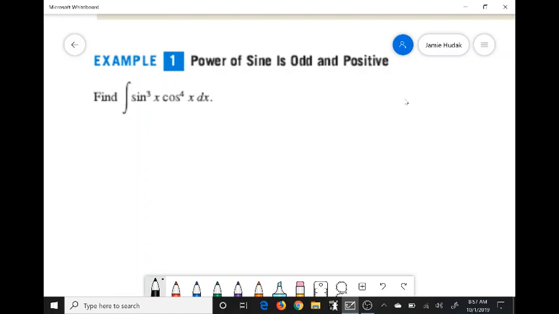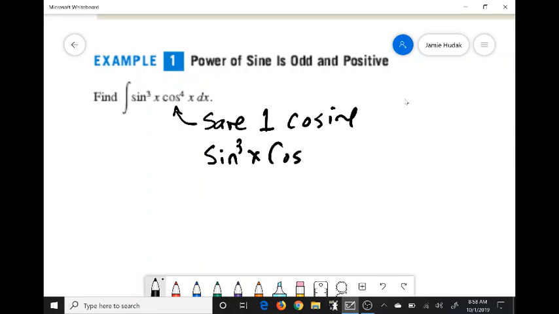Because I have an even number of cosines, if I take one cosine and save it, I'd be left with sine cubed x and cos cubed x. And if I were saving this for my du, I'd say, well, these are both odd powers. The reason we don't want both of them to be odd powers is I can't convert one to the other using Pythagorean identities unless it is expressed as an even power. So we say we don't want to do this.